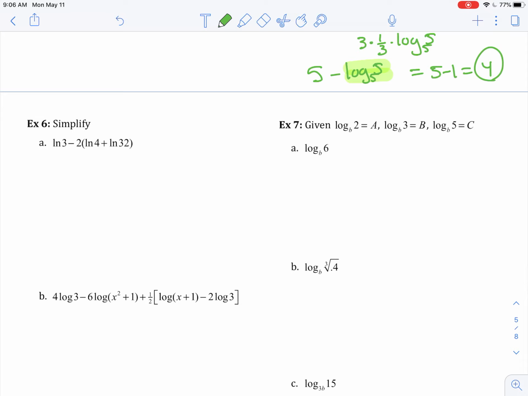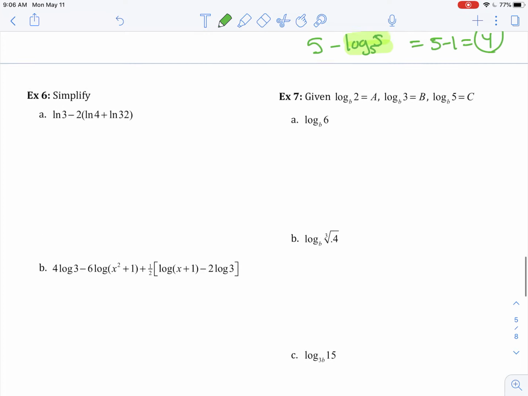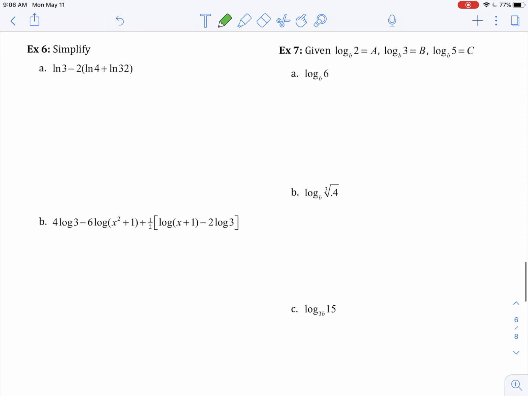Okay, I'm going to leave 6A for you guys, and we will look at 6B. On 6B, we have a number of coefficients in front of the word log. So keep in mind, we want to simplify these as far as we can so that we have just a single log.